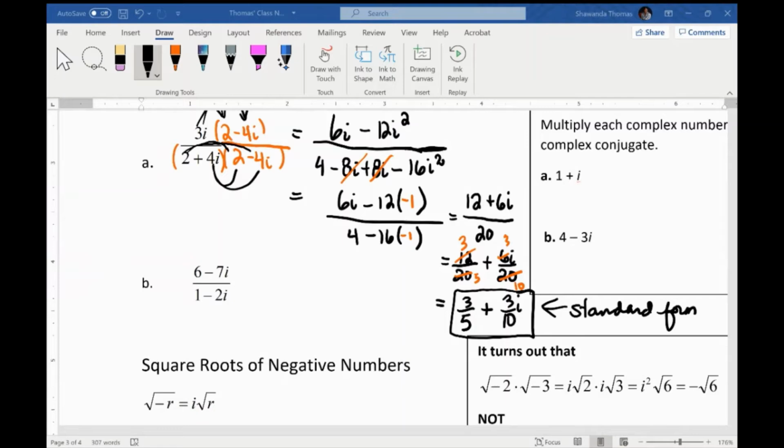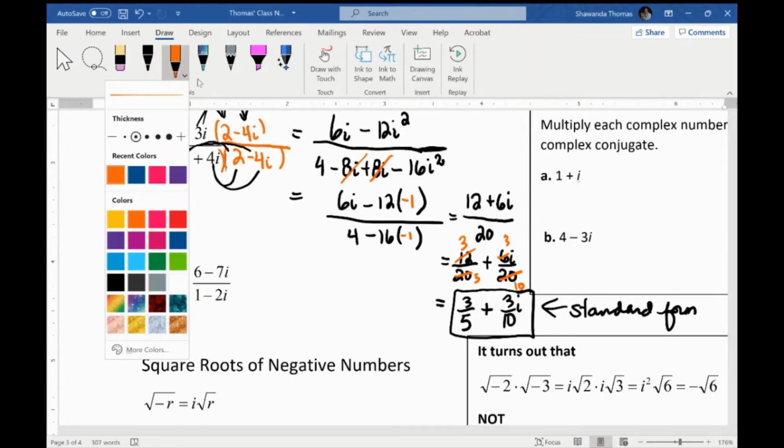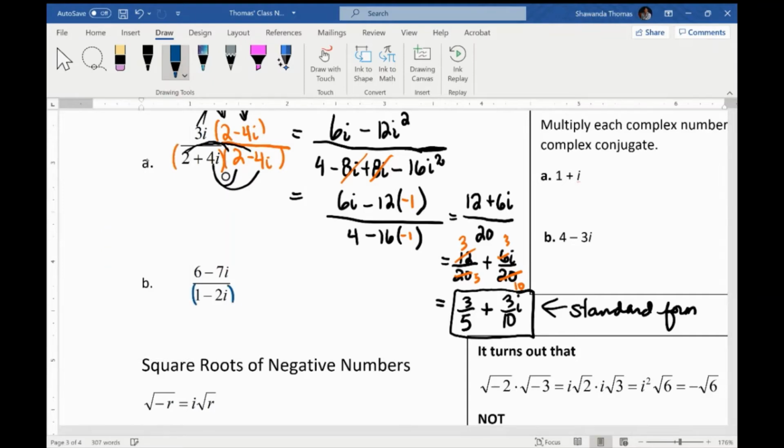What's the conjugate of 1 plus 2i? 1 minus 2i. So we're going to multiply top and bottom by 1 minus 2i, because if we multiply by the same thing, it's not going to cancel the middle part. If we multiply the denominator by something, we have to multiply the numerator by the same thing, or else we just change the entire problem. We have to do the same thing top and bottom.